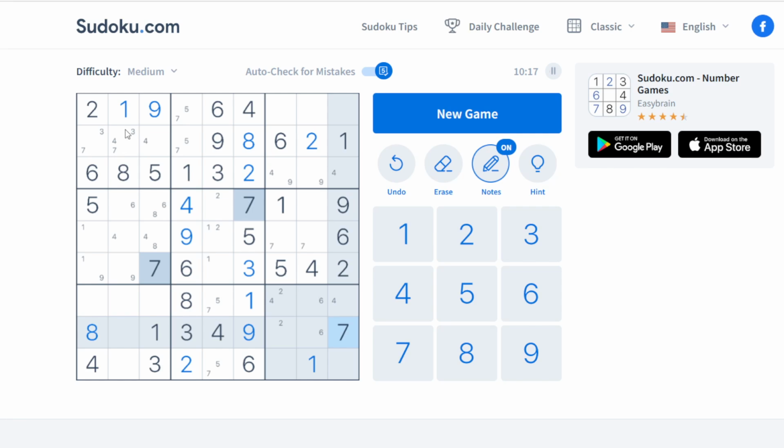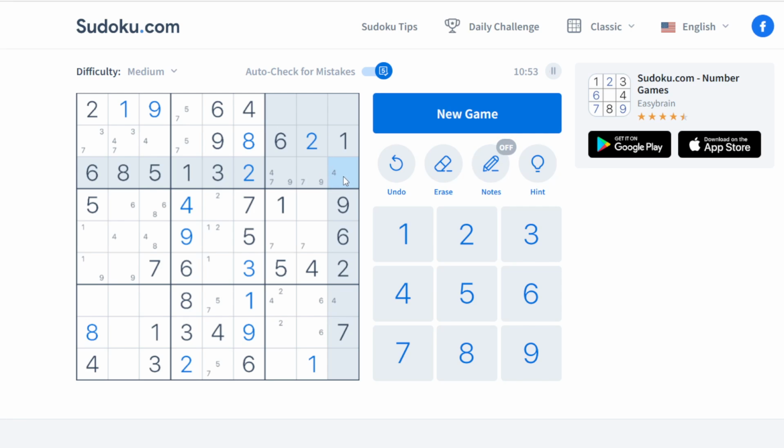Okay, I guess now I'll take a look at these three, see if maybe that'll uncover something. So we got 1, 2, 3, 4, 5, 6, 7, 8, 9. So this could be a 7 or a 9. And this could be, oh, this might be guaranteed to be the 4.